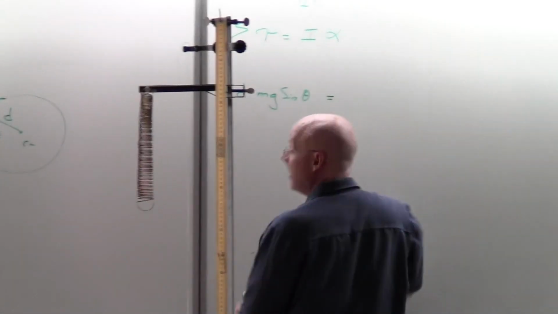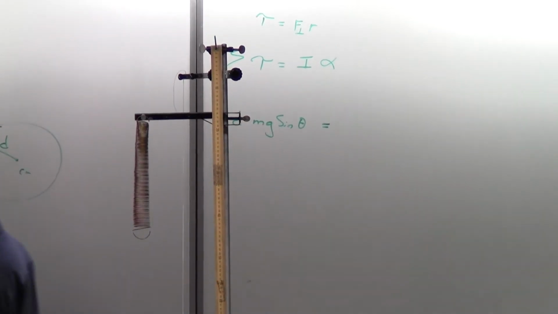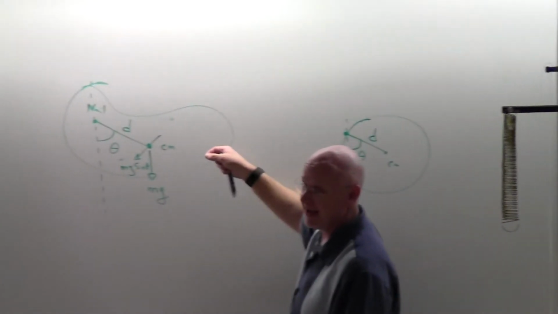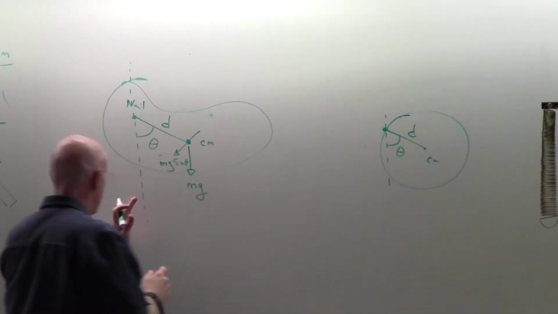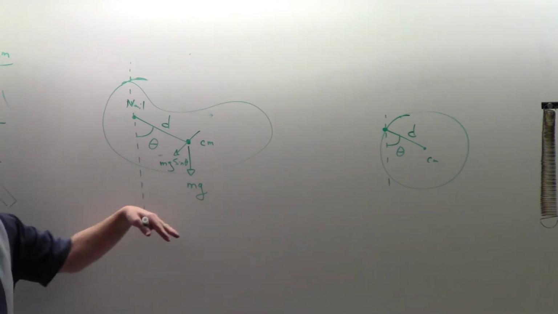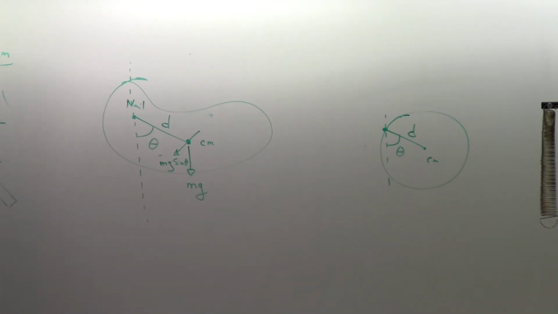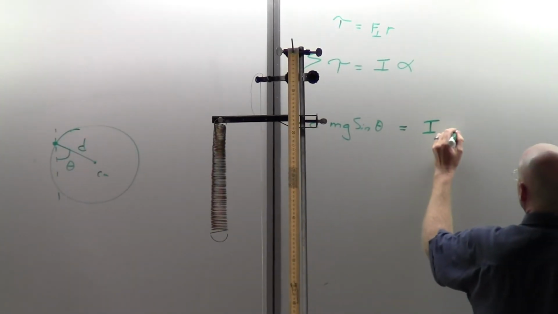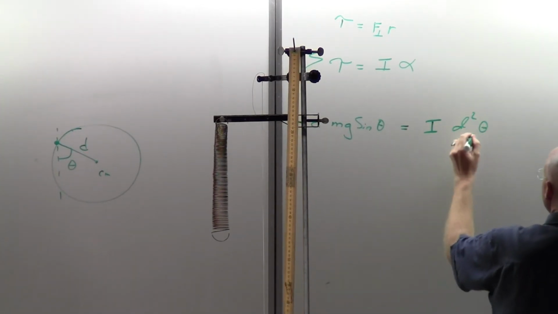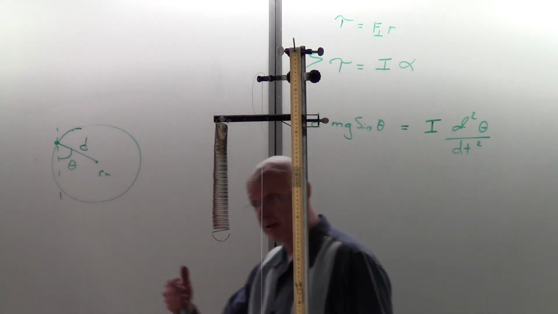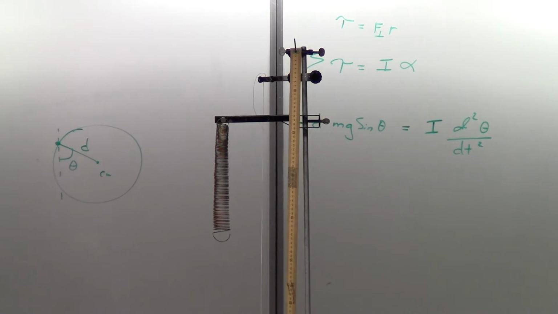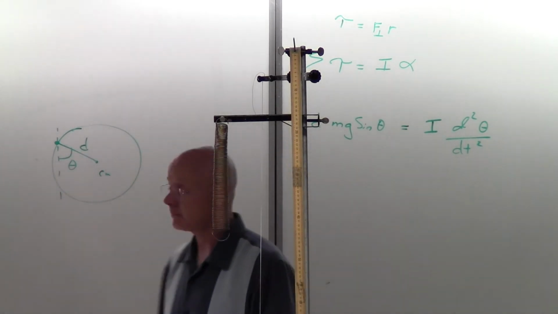Now to get my sign straight, same thing. Let me put a negative, because again, if I pull it for a positive angle, I want my torque to restore it back. If I pull it for a negative angle, I want my torque to be the other way. And then I can set this equal to I alpha. And in place of alpha, let me just put what alpha is. Alpha is the second derivative of the angle as this thing rocks back and forth.